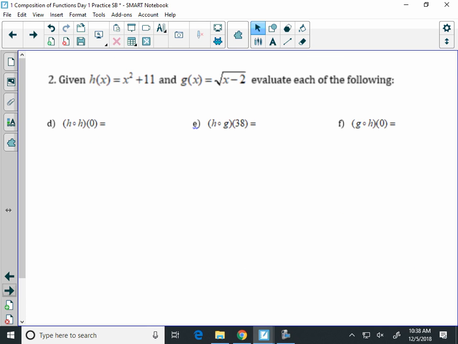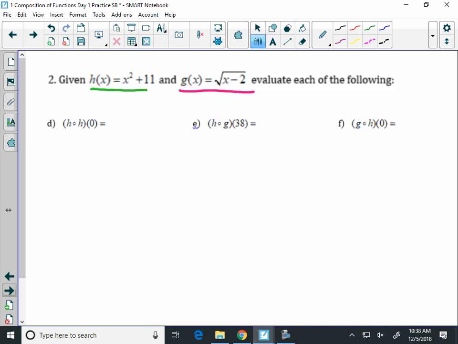And I'm going to come down to number 2 here. We're going to use h of x, which is x squared plus 11, and g of x, which is the square root of x minus 2. We're going to start with D here. So I'll use these two colors this time. D says h of h of 0.